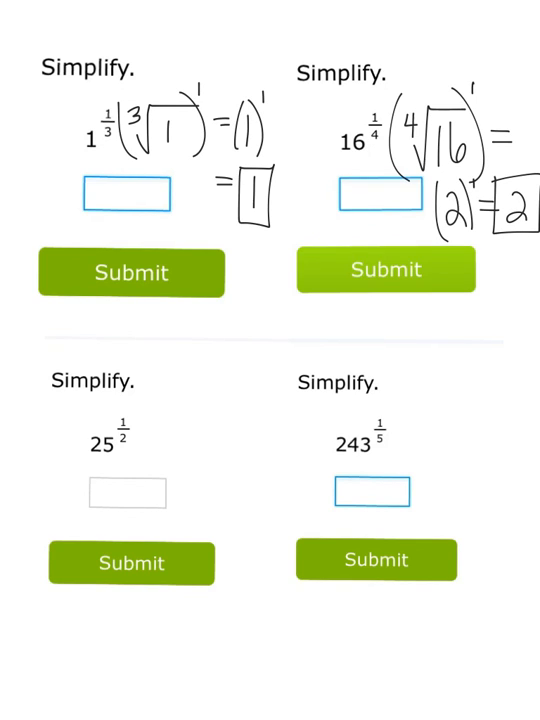Okay, for the next one I have 25 to the 1/2. So my root is 2, which remember I don't have to write that 2 out there. So this would be the square root of 25 to the first power. So the square root of 25 is 5. And then to the first power would just be 5. Okay, some of you probably already figured out you could just type these in your calculator. Like I could just type in 25 to the 1/2.